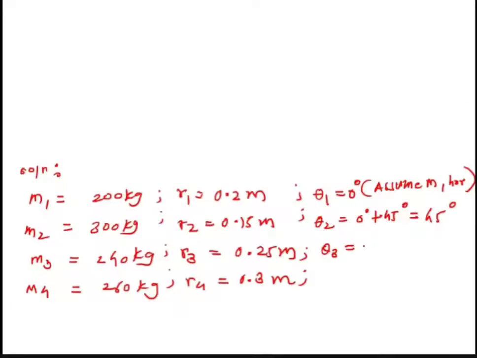So I am getting it as 45 degrees plus 75 degrees, which is theta 3, because I have to measure it from the horizontal axis. Try to understand. So my theta 3 is nothing but 120 degrees.